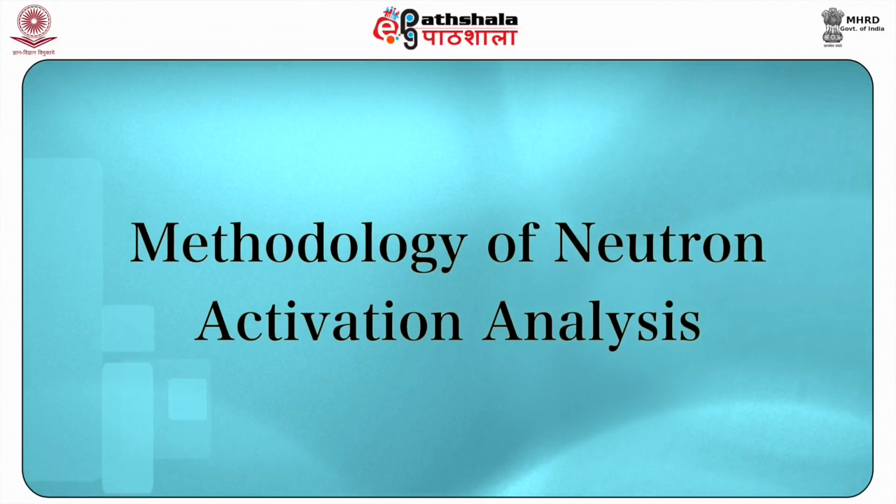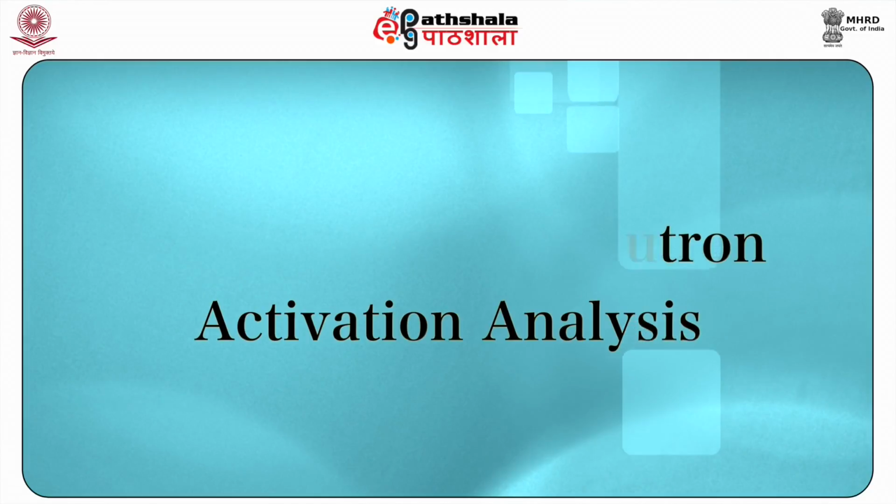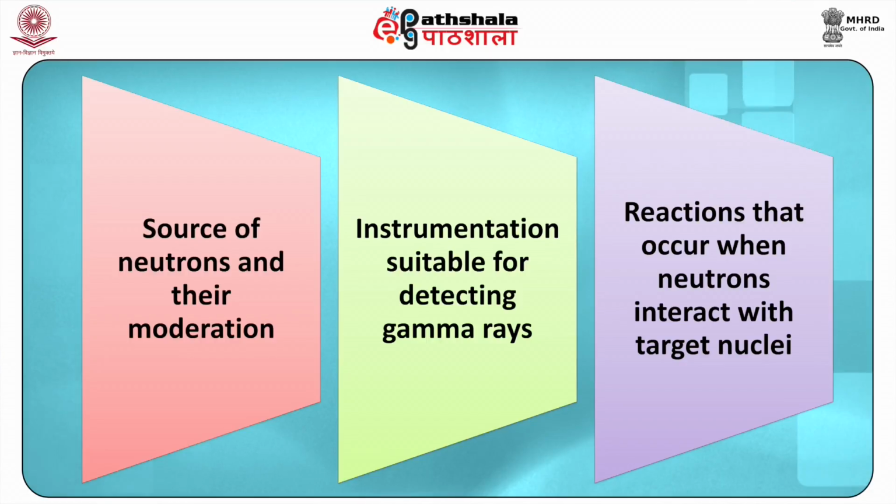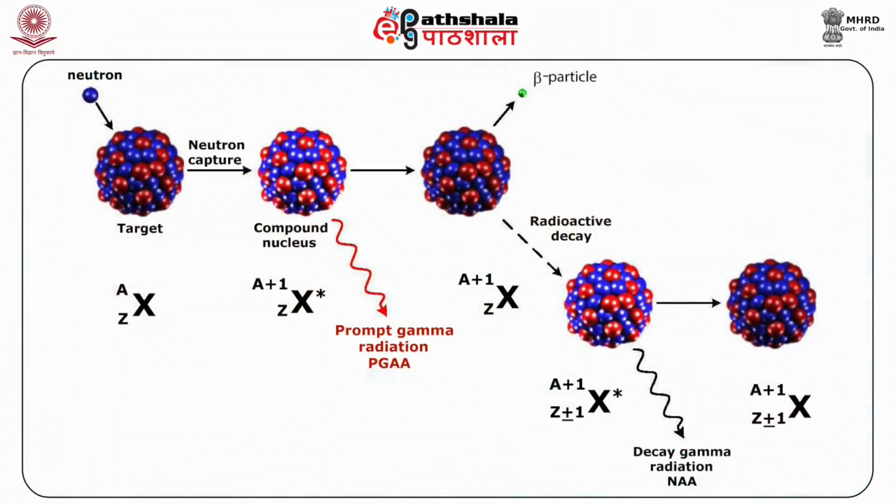Methodology of neutron activation analysis. The basic essentials required to carry out an analysis of a sample are a source of neutrons and their moderation, instrumentation suitable for detecting gamma rays, and a detailed knowledge of the reactions that occur when neutrons interact with target nuclei. The sequence of events occurring during the most common type of nuclear reaction used for NAA, namely the neutron capture reaction, is shown.